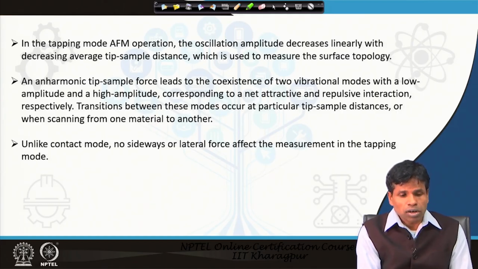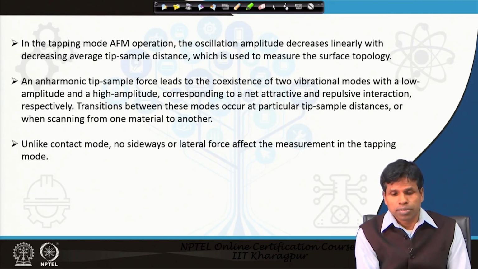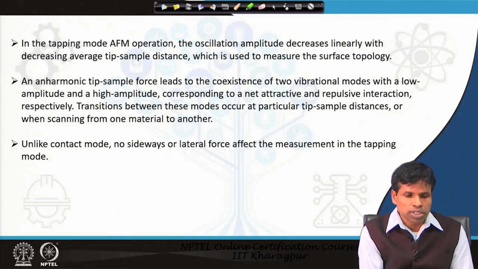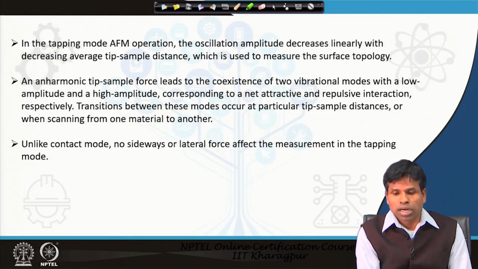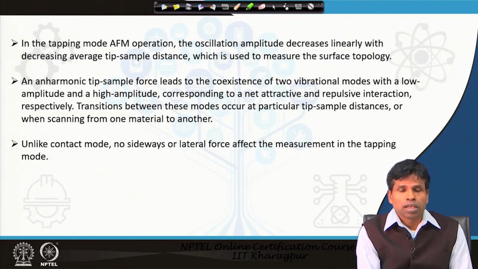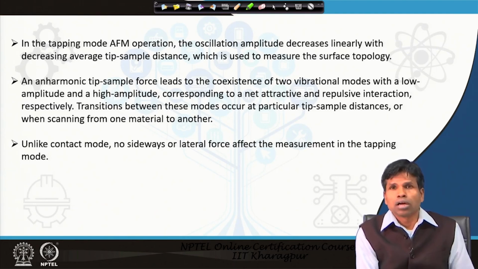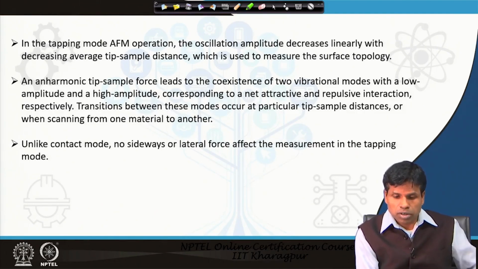An anharmonic tip-sample force in the repulsive regime provides the existence of two vibrational modes, with a low amplitude and high amplitude corresponding to the attractive and repulsive interaction respectively. The transition between these two modes occurs at a particular tip-sample distance when scanning from one material to another material. And unlike the contact mode, no sideways or lateral force affects the tapping mode measurement, giving the correct result without damaging the sample as occurred in the contact mode of AFM operation.